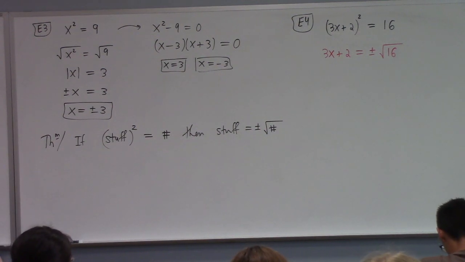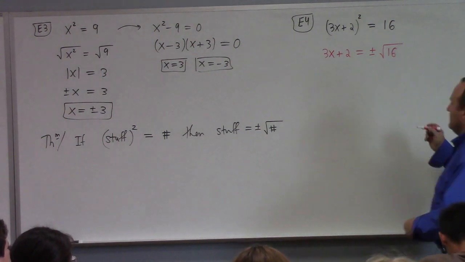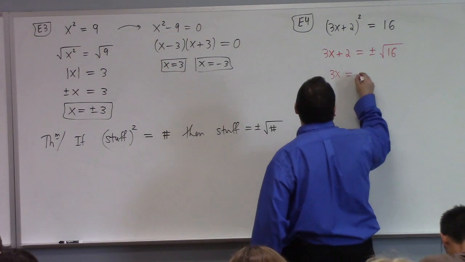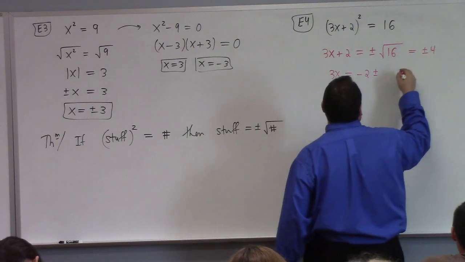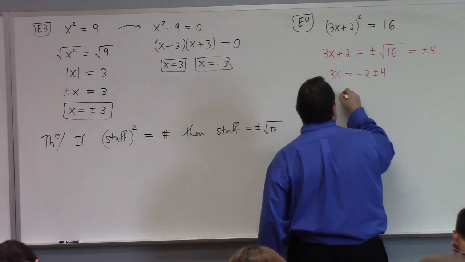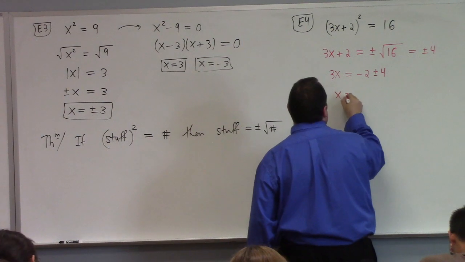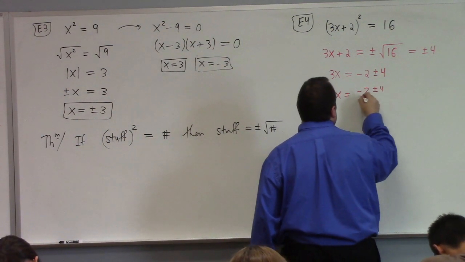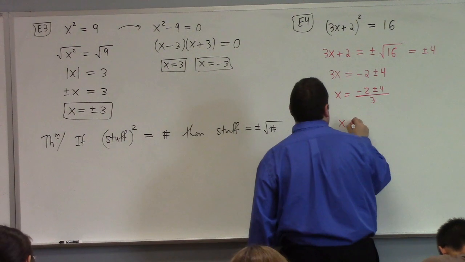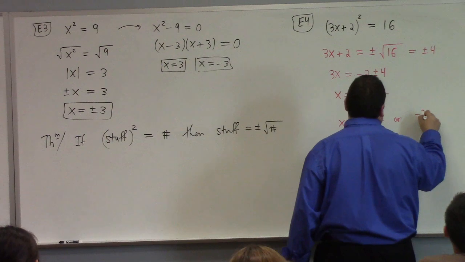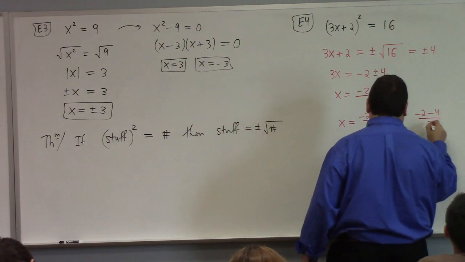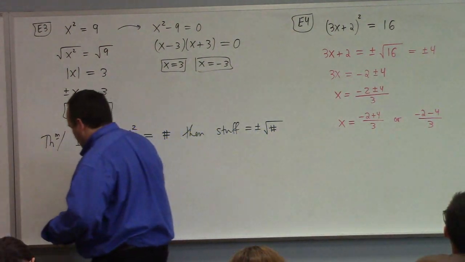Did you guys get it? Now what's the solution? We're not done yet, right? We still need to solve for x. So 3x is equal to minus 2 plus or minus 4, and then x is equal to minus 2 plus or minus 4, all divided by 3. So what does that give us? We get minus 2 plus 4 over 3, or minus 2 minus 4 over 3. Those are the two cases.